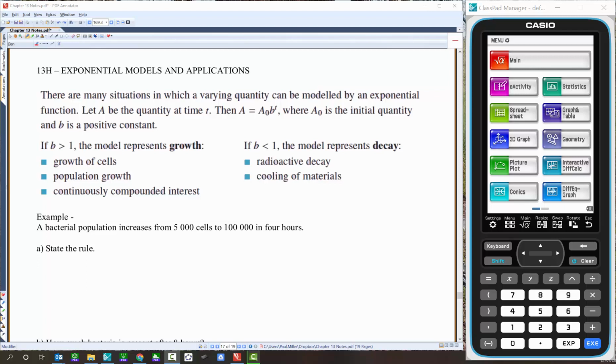An exercise that students find pretty tricky each year is models and applications with exponential functions. There are many situations in which a varying quantity can be modeled by an exponential function. A is the quantity at time t. A0 is the initial amount. B is what we call a positive constant. If B is greater than 1, we have exponential growth. If B is less than 1, we get decay. And these are some examples of each.